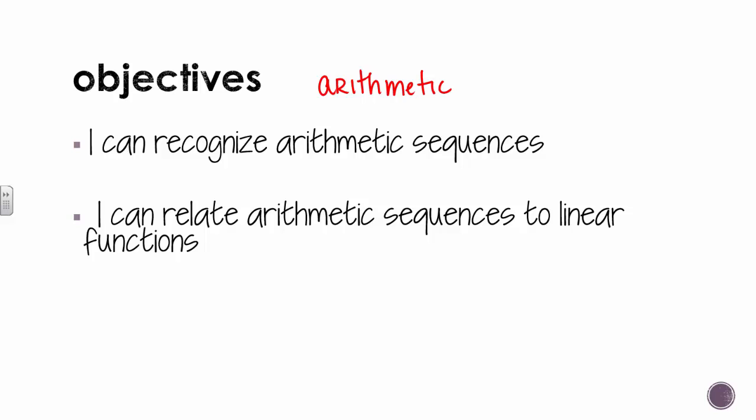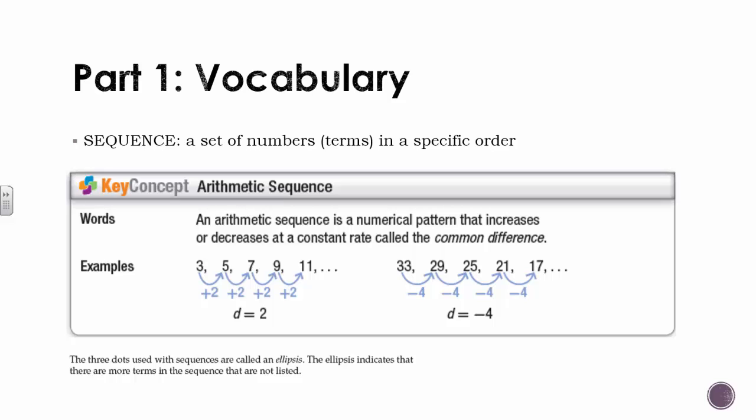or arithmetic, depending on how we're saying it, but arithmetic is adding and subtracting. It's the most basic thing we do in math. A sequence is a set of numbers in a specific order. So they're not just random numbers, but all the numbers are related in some way. So an arithmetic sequence is a numerical pattern that increases or decreases at a constant rate called the common difference.